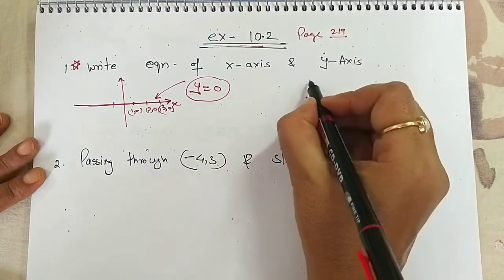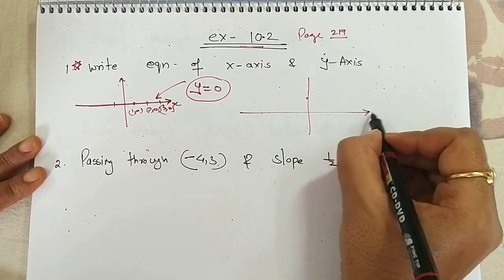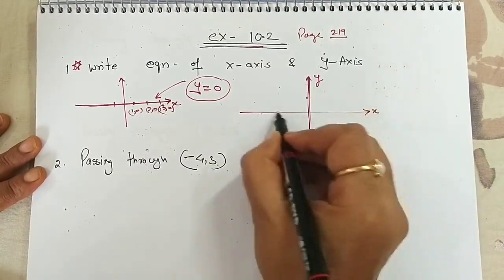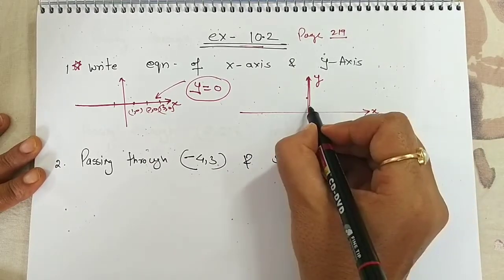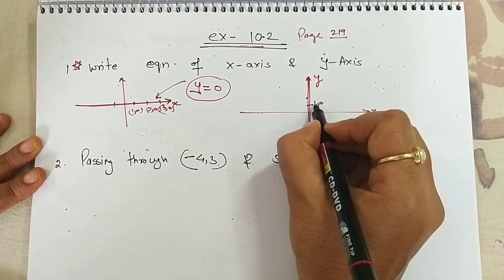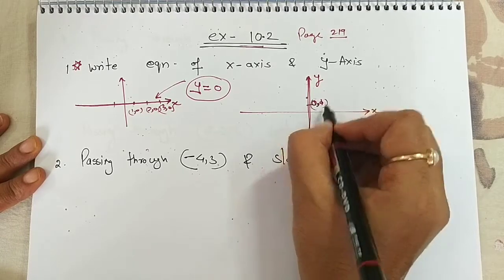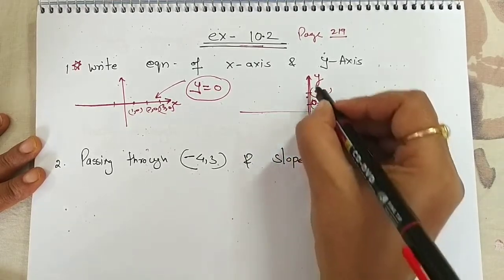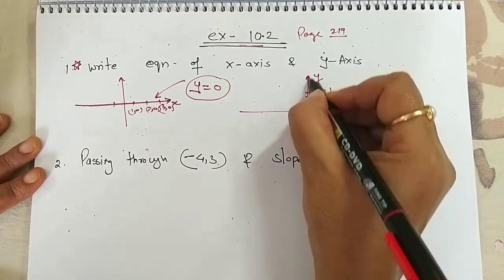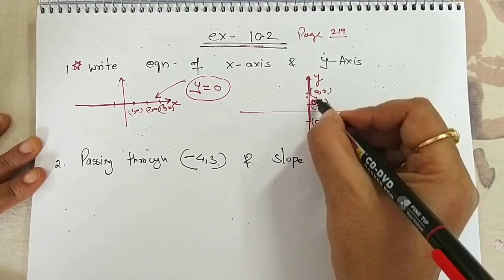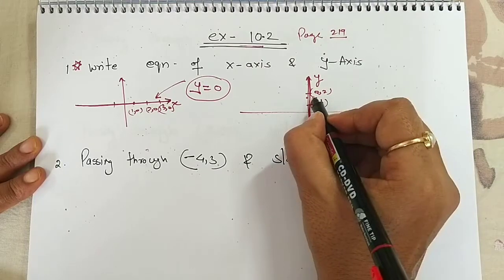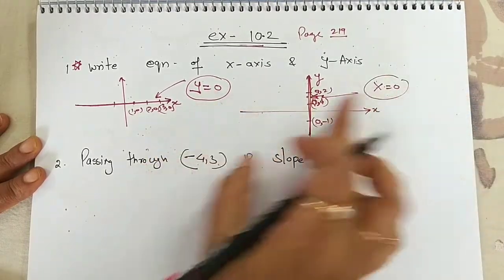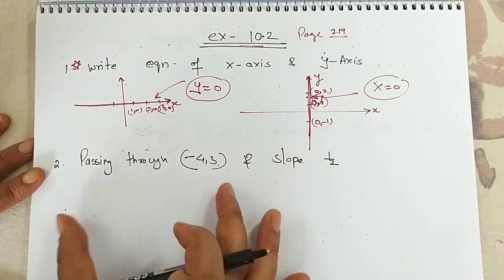If you have to write the equation of y-axis, on the y-axis every point has x coordinate 0. Suppose this is (0, 1), this (0, 2), and here it will be (0, -1). So you can say the characteristic of the y-axis is that the x part is always 0. So the equation of y-axis will be x = 0. Keep that in mind. Okay, now let's see the next question.